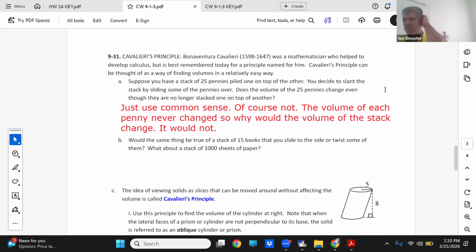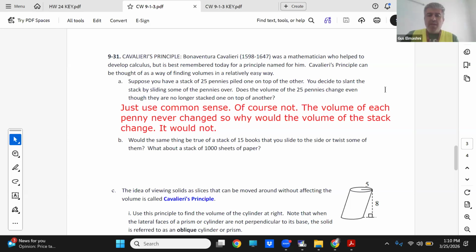So really, just use common sense for that one, right? If you take a stack of pennies, or like those rolls of coins you get from the bank, and if you stack it, fine, it's got a certain volume, but if you tilt it a little bit, or like a slinky, right? You could think of it that way too. It'd still be the same volume, right?